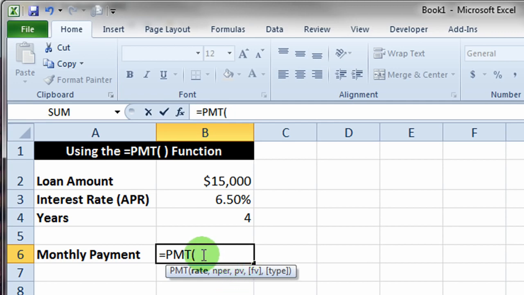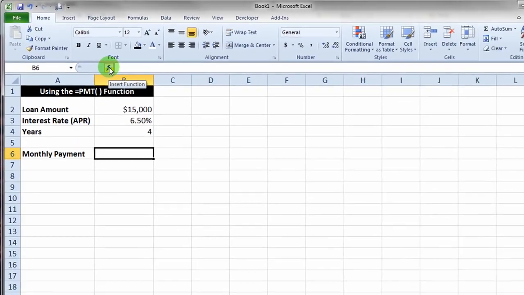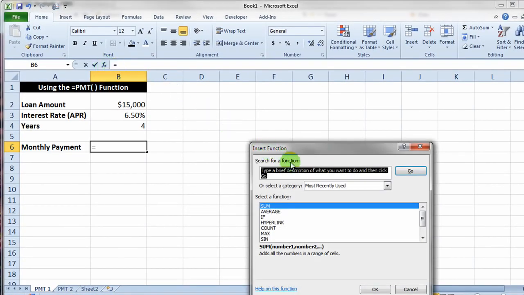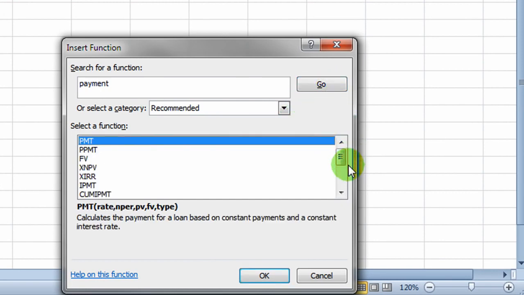So you could just enter it this way, but also if you click on the Insert Function button, it'll give you a little bit more help for doing this particular function. So if I click the Insert Function button, I can then basically say that I'd like to do a payment in the search box here, and just click Go, and then it pops up various functions that are related to payment, and there's the PMT function, and gives me a little tip at the bottom, and I can click OK.